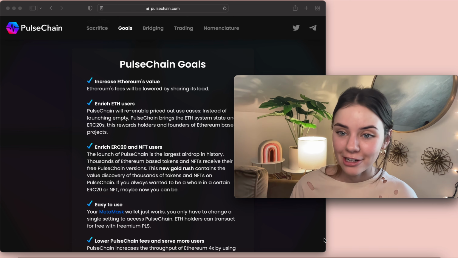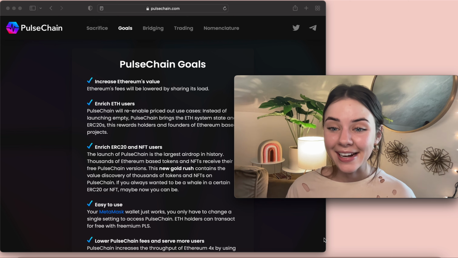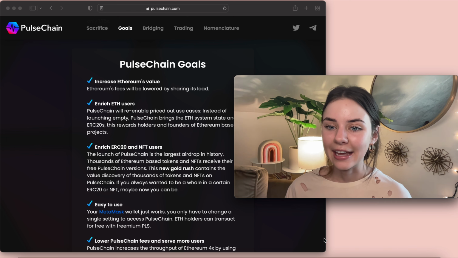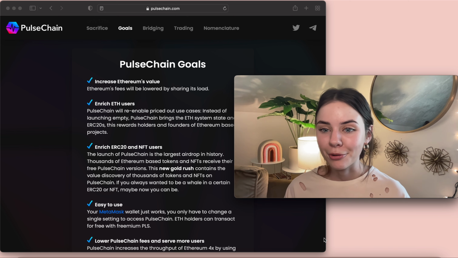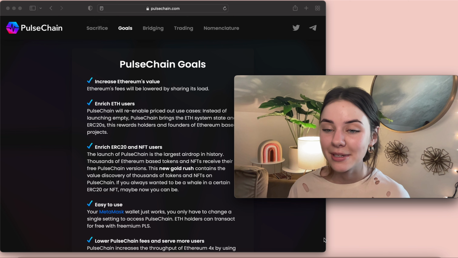Now, if you don't know what a blockchain is, in one word, it is a database. And if you don't know what a database is, it is something that holds information that can then be used by a person or a company or whatever software you are interacting with. Now, databases are very useful.